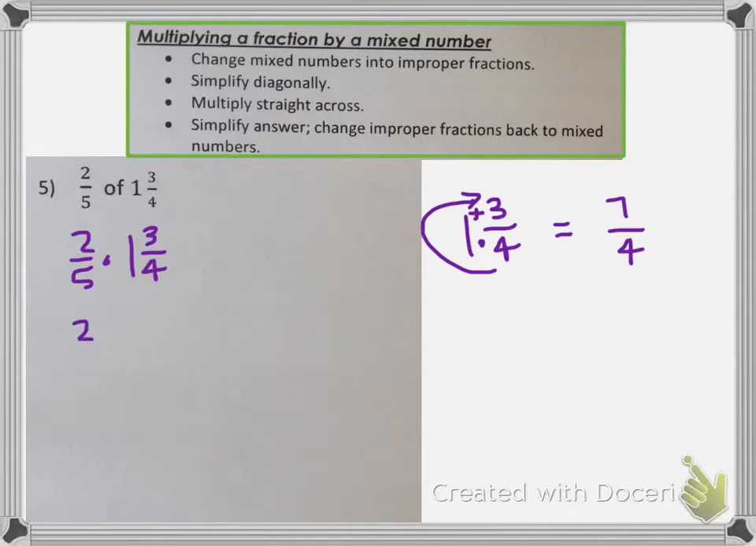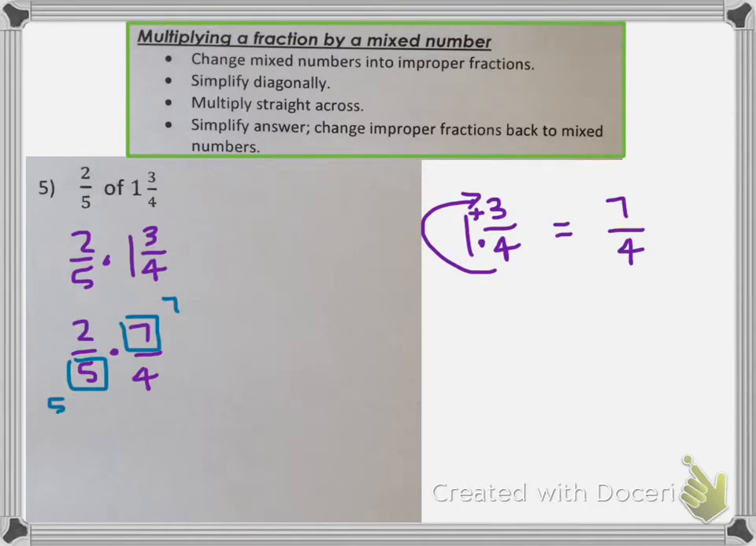So now we can rewrite the problem, 2/5 times 7/4. From here on out, the rest of the process is the same. We're going to look at our diagonal pairs. I'm looking at these two numbers. Is there anything other than 1 that goes evenly into both 7 and 5? No. So I write those off to the side of the little boxes.